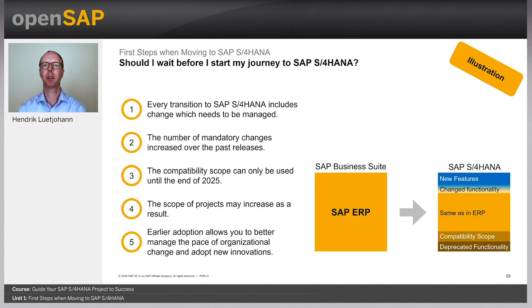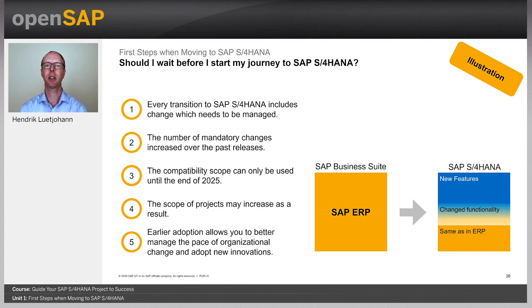The graphic at the bottom right-hand side illustrates the changes planned between an SAP ERP and SAP S4HANA system. I hope you noticed the change in the illustration of the SAP S4HANA system. You will see more new features in the solution and more changed functionalities. Some features will remain. Some parts, like the compatibility scope and deprecated functionalities, are planned to be removed or restricted via contractual agreements. Again, this could mean that projects take longer and get larger.